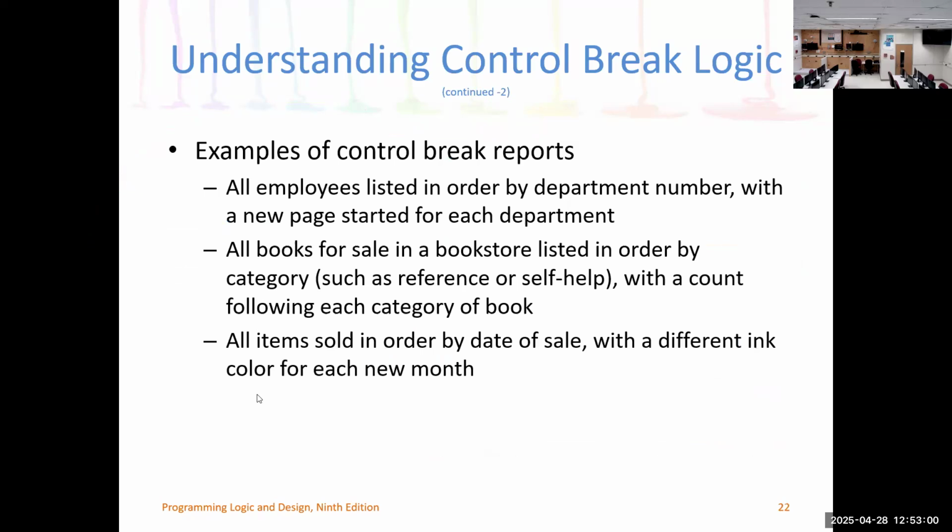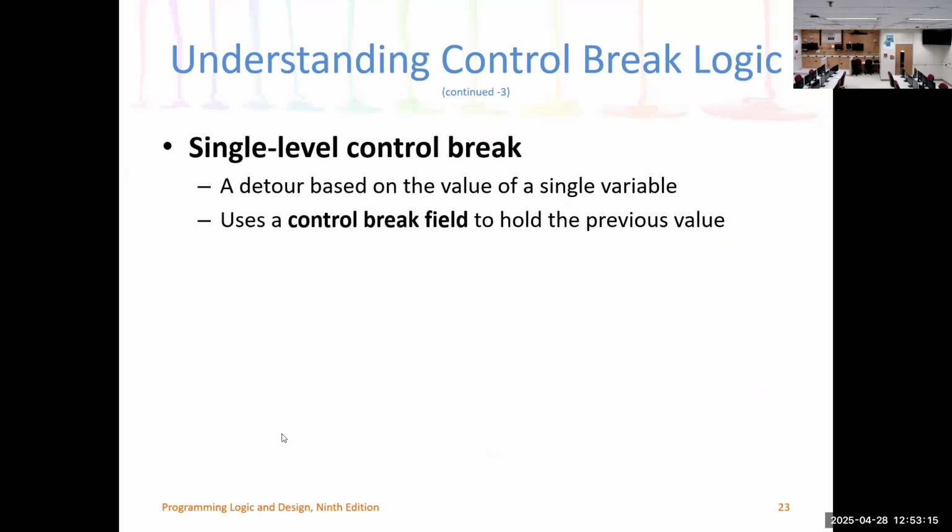Alright. You have many example control break reports here, right? All employees listed in order by department number, right? A new page starting for each department, or all books listed in order by category. You have many things here, right? So now, in the case of a single level control break here, it's a detour based on the value of a single variable, and you use the control break field to hold the previous value.